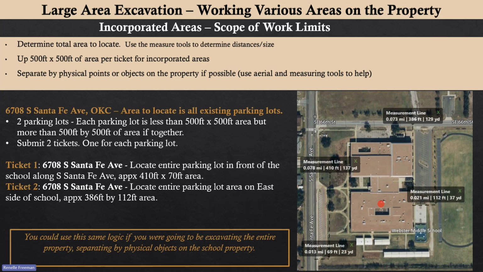And then my ticket 2 would be a totally new ticket. It can have the same address, and then specify that second parking lot. Locate the entire parking lot area on the east side of the school, and it's approximately 386 feet by 112 feet. And you don't have to be this exact as long as it's approximate and it's under the 500 feet by 500 feet. And you can use the same logic if you were going to be excavating the entire property, separating by physical objects on the school property.